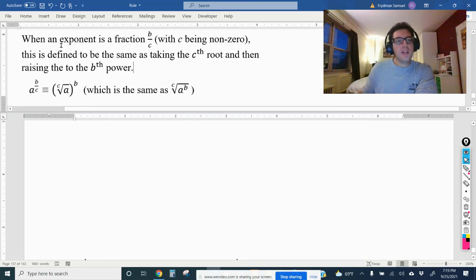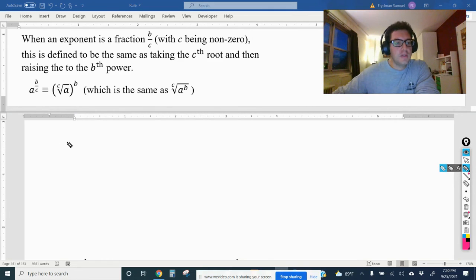All right, so anyway, when an exponent is a fraction b over c, this is defined to be the same as taking the cth root and then raising to the bth power. So for example, if I have a to the b over c, that's defined as taking the cth root of a and then taking this whole thing and raising it to the bth power, so multiplying it with itself b times. This, by the way, is the same as taking the base, raising it to the bth power, and then taking the cth root. So actually the order does not matter, and we're going to show that in a little while. But first, let's give an example.